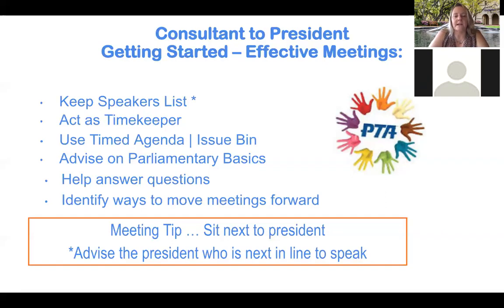It's a good idea to sit next to the president and be advising the president who has the floor, who's next in line to speak. And then, if there's something out of order, you can call for a sidebar with them, so you don't have to be like, man, this is a problem. You can say, this was out of order, and then the president can go, oh yeah, we forgot to have a vote for that.